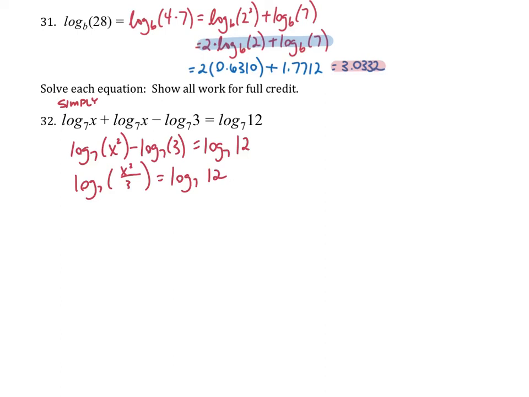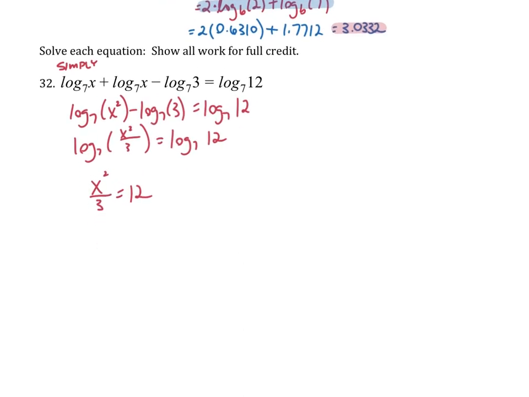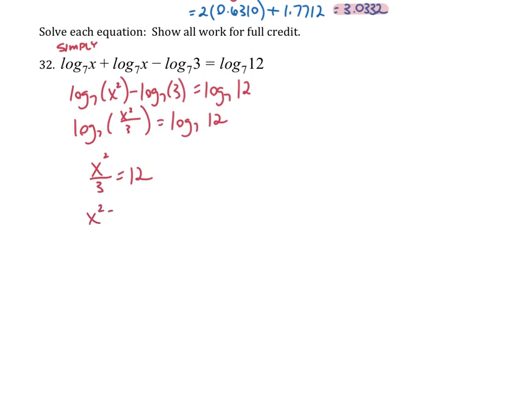From here, I have the same situation. I know they're equal, so I know I can say x squared divided by 3 equals 12. Multiplying both sides by 3, x squared equals 36. Taking the square root of both sides, I get x is equal to plus or minus 6. So from here, when we have our plus or minus, you learned with Mrs. Beyer that you cannot have a negative. Your argument has to be greater than 0. So our final answer is x equals 6.